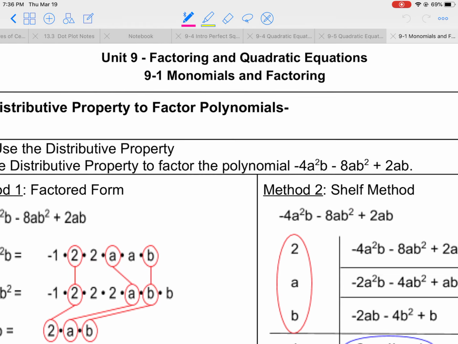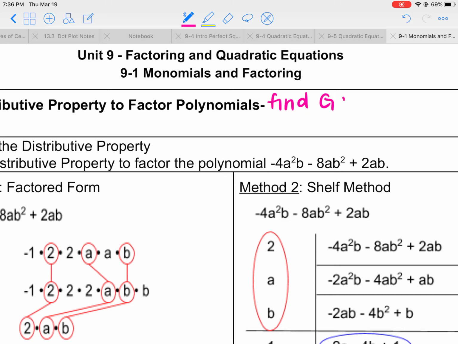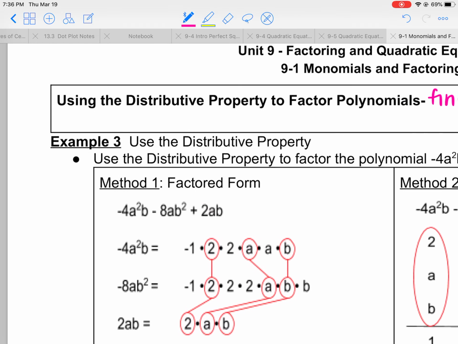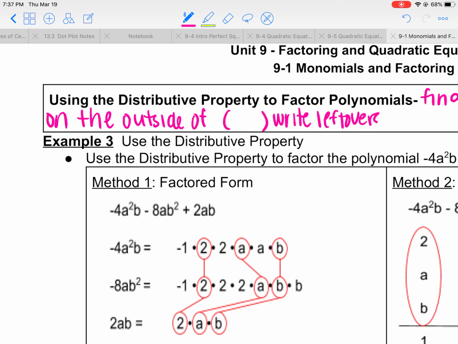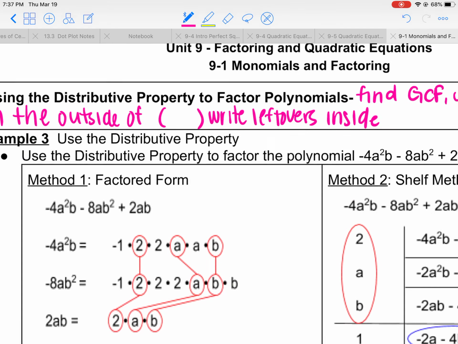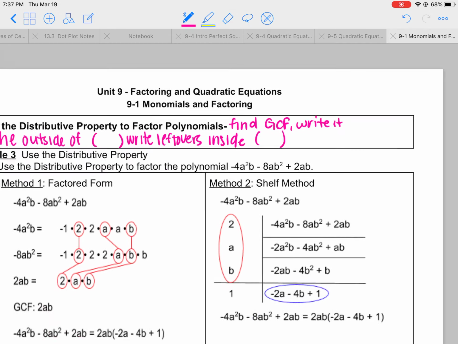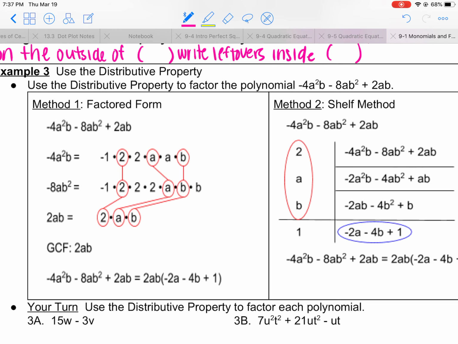To do this, you are going to find the GCF, you write it on the outside of the parentheses, and then you write what is left in each term inside the parentheses. So you write the leftover inside your parentheses. So what it looks like here, there's two methods. Once again, you've got your factored form and your shelf method.